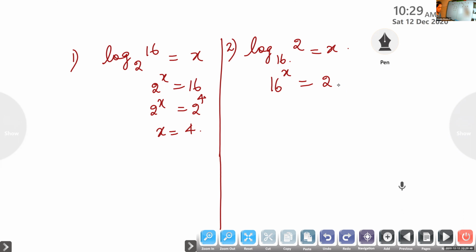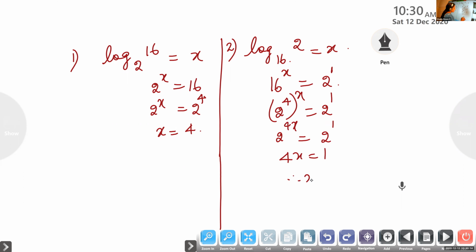So how will you do this one? Here it is 2, so we should convert this 16. 2 means the power is 1, so this base also we should convert in terms of 2. 2 raised to 4 whole raised to x is 2 raised to 1. So 2 raised to 4x is equal to 2 raised to 1. So 4x is equal to 1. Therefore, x is 1 by 4.